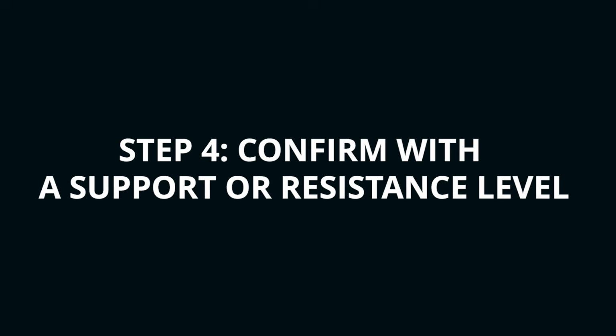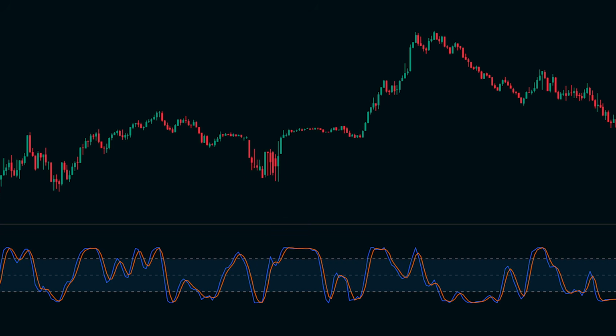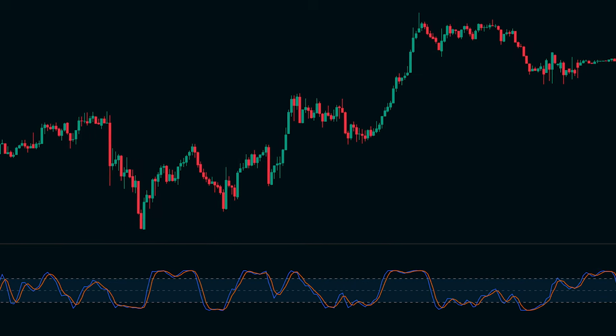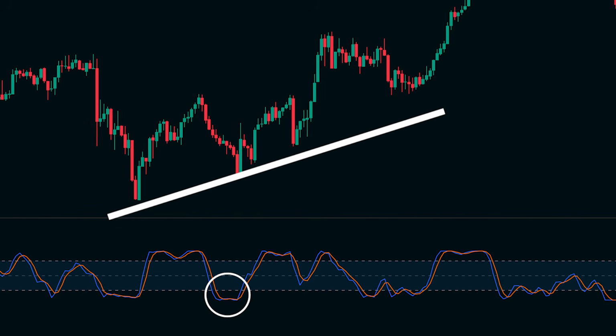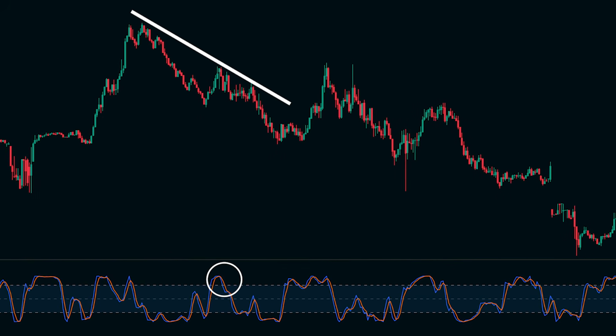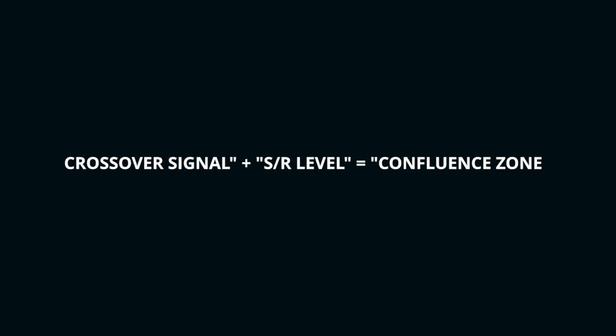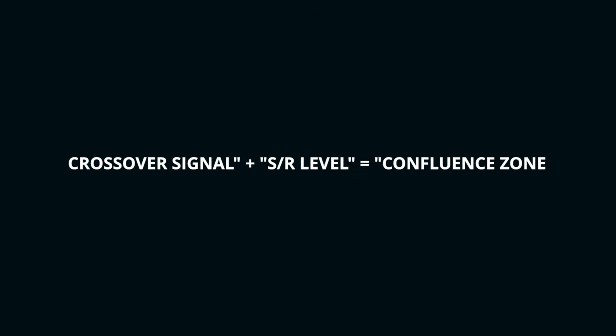The fourth step is to confirm with a support or resistance level. As with all strategies on this channel, one signal is never enough on its own. For a buy setup, the crossover should occur while price is at or near a known support level from the previous session. For a sell setup, the crossover should occur while price is near a known resistance level. Confluence between the stochastic RSI crossover and a price level significantly increases the probability of the setup.